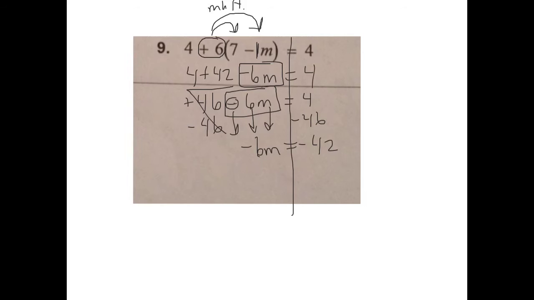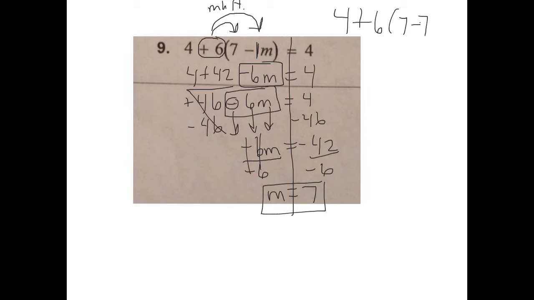Last step, negative 6 times m here. So to undo times, we do divide. Negative 6, negative 6. The negatives cancel out, the 6s cancel out, and leave me with 1m. Negative 42 divided by negative 6 is positive 7. To check my work there, you would plug that back in. 4 plus 6 times 7 minus, plug in your 7 answer, and that's supposed to equal 4. 7 minus 7 is 0. 6 times 0 is 0, so I get 4 plus 0 equals 4, or 4 equals 4, and that is the correct answer.